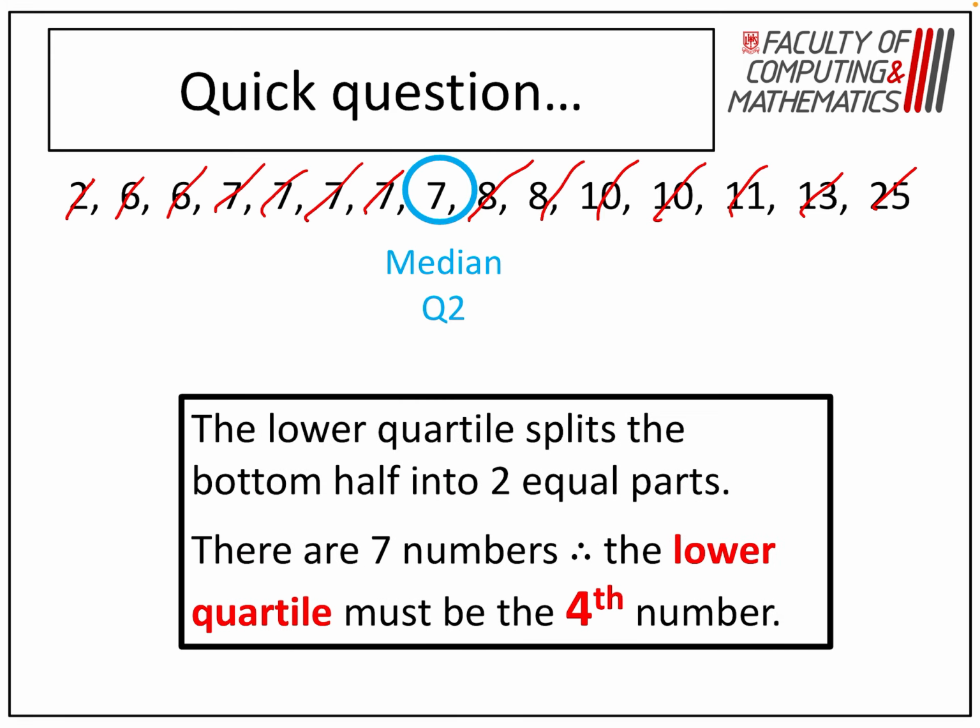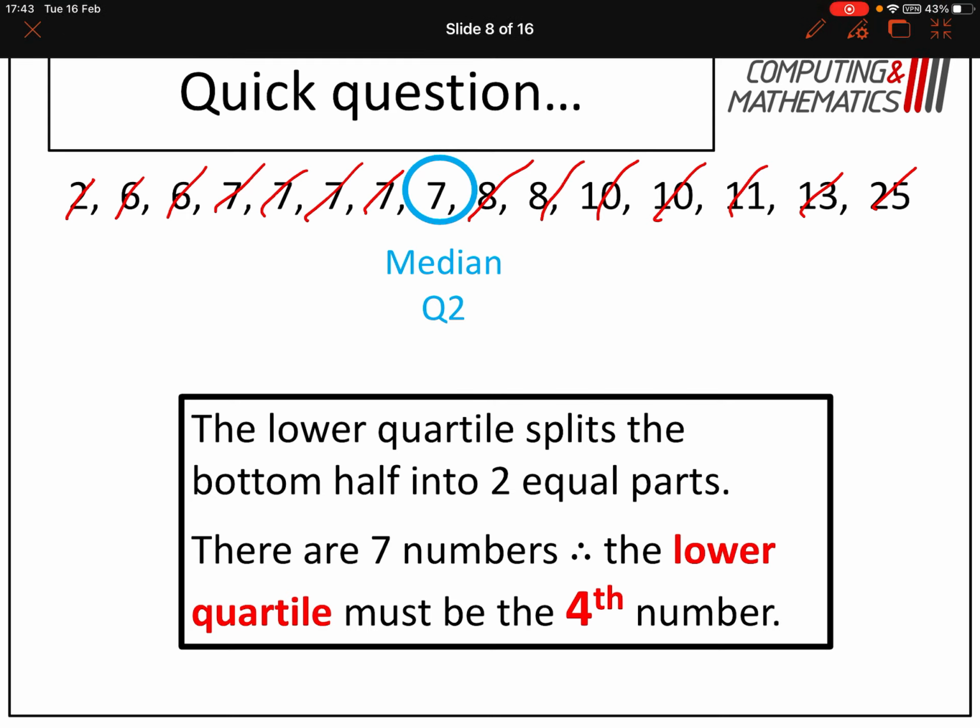The lower quartile splits the bottom half into 2 equal parts. So now we're going to look at the bottom half of that group of data.